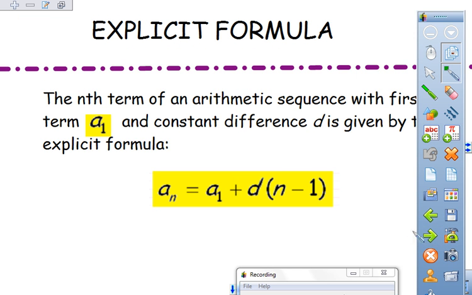So here's the explicit formula. The nth term of an arithmetic sequence, with the first term being a sub 1 and the constant difference being d, is given by this form. So here's our first term, and this is our common difference.